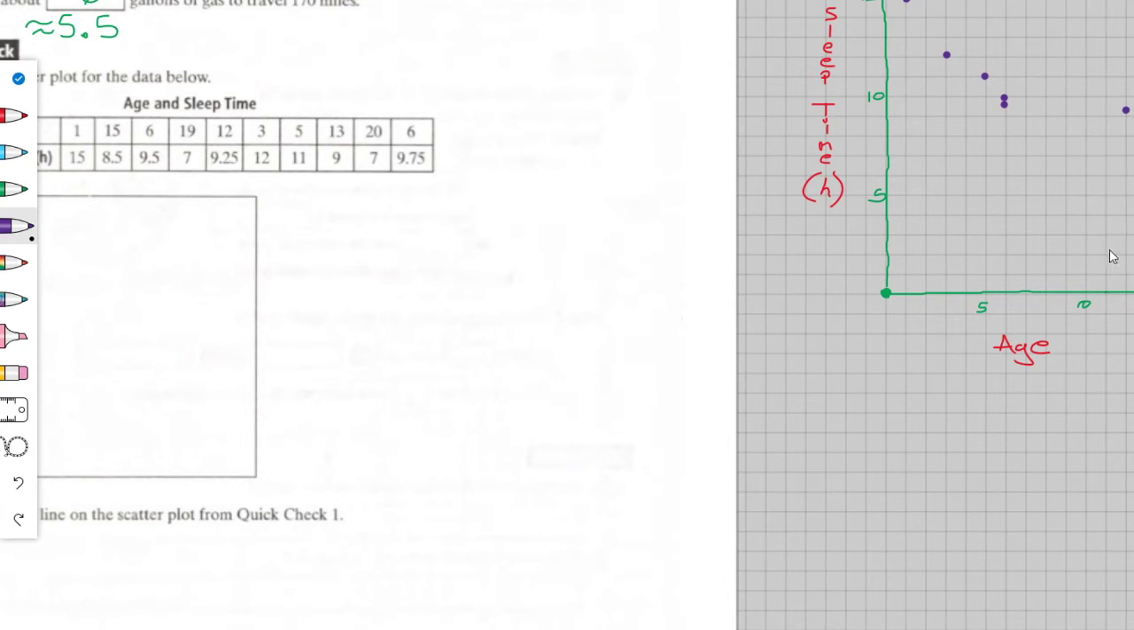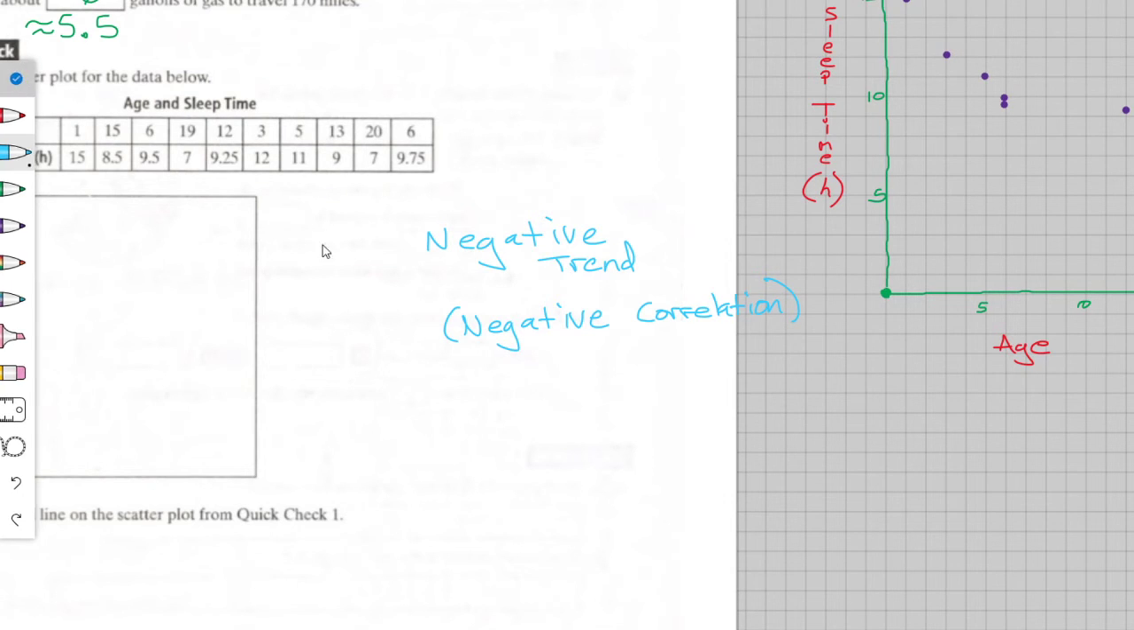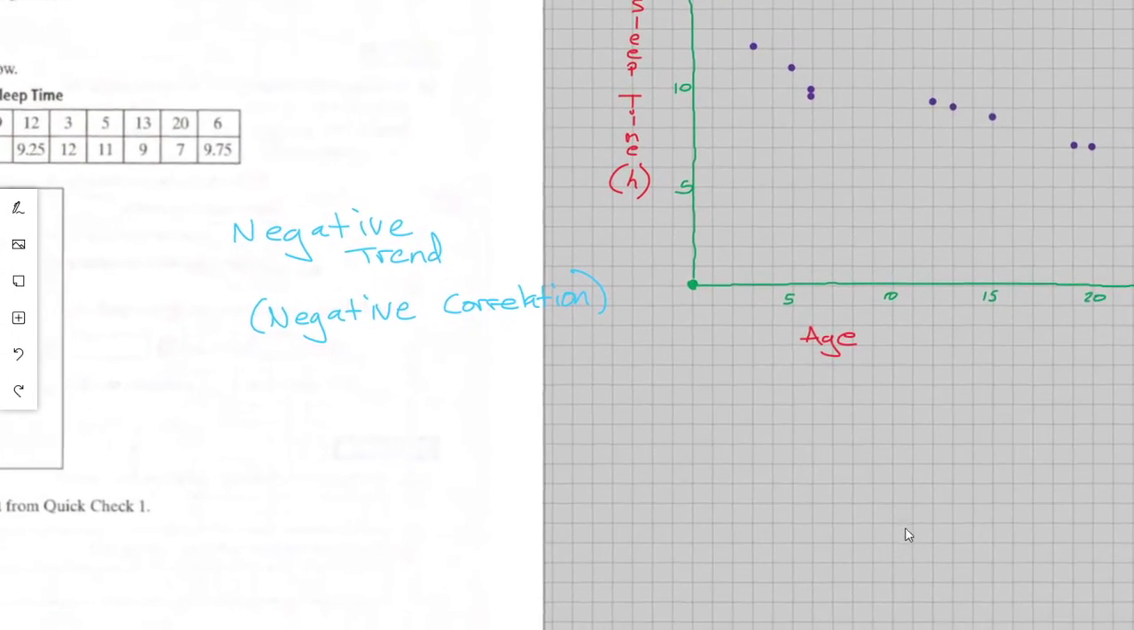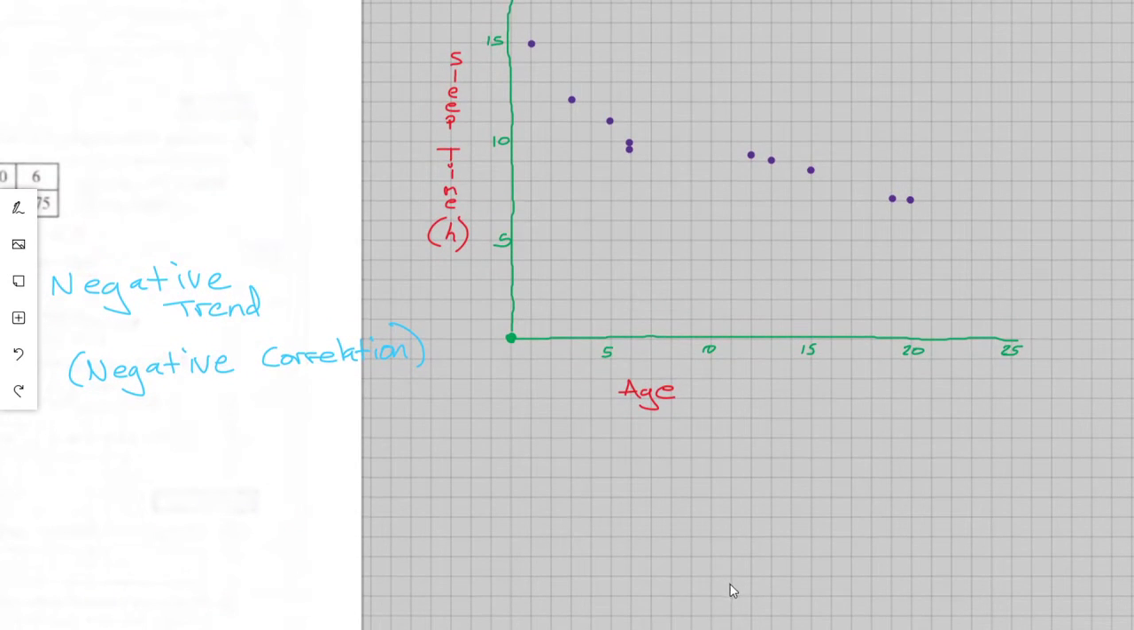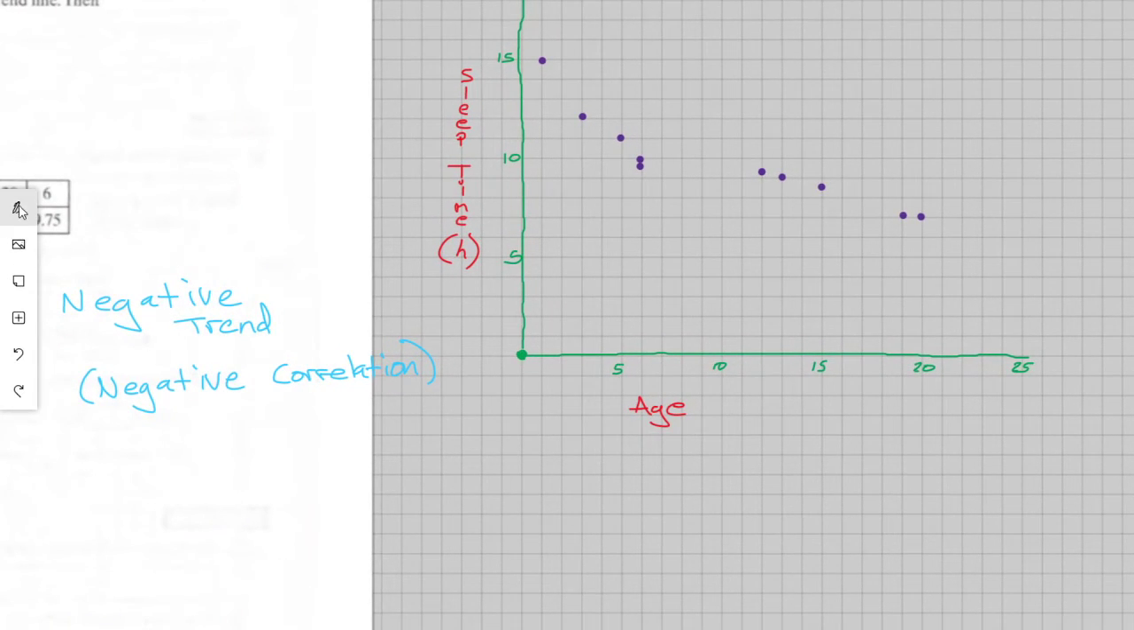So what type of trend is this? This is a negative trend. You may also hear that as a negative correlation, right? Now that I get that plotted, I'm going to move that data out of the way because now they just want us to draw the trend line.